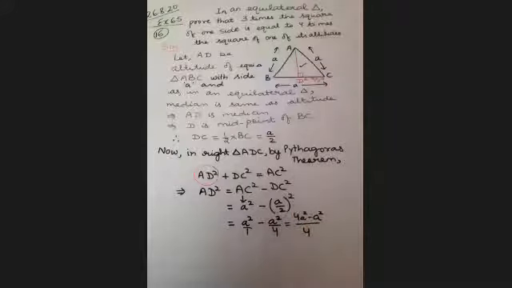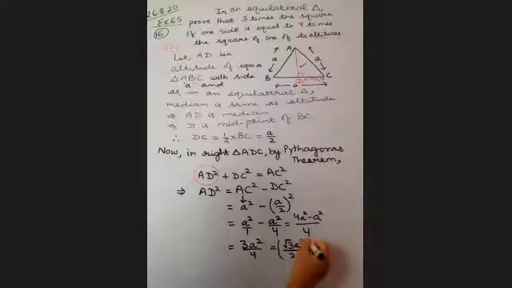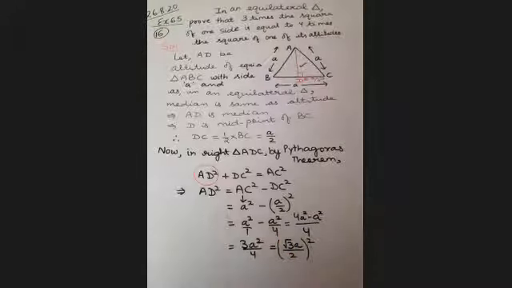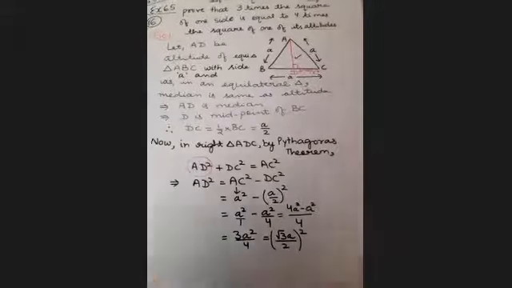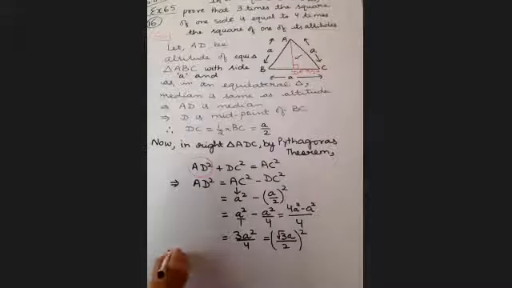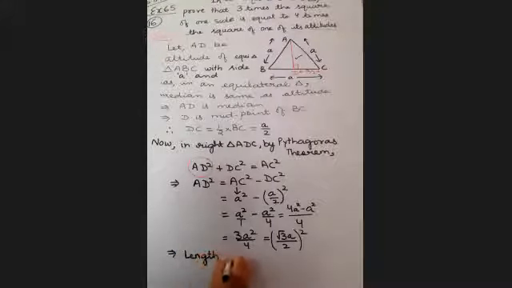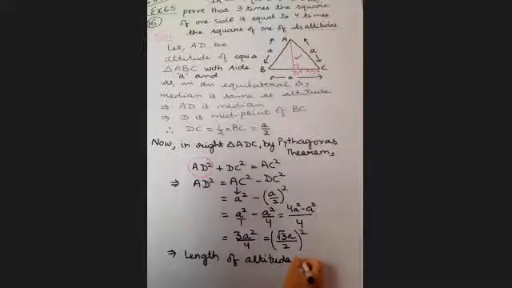4A square minus A square, whole upon 4. That is 3A square by 4. 3A square upon 4 can be written as root 3 A by 2, whole square. So what is the length of the altitude? Root 3 by 2 into A. So this implies the length of altitude, that is AD, is equal to root 3 by 2 A.